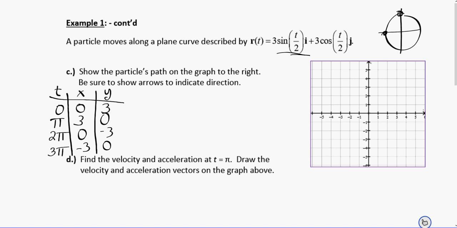So, if we were to graph this puppy, at time 0, I'm at the ordered pair (0, 3). At time pi, I'm at the point (3, 0). At time 2 pi, I'm at (0, -3). And then I'm at (-3, 0). And then we'll just go ahead and take out our pencil and, as carefully as we can, draw a really nice circle. Remember, these things have orientation, so we should show the orientation with little arrows on the circle.